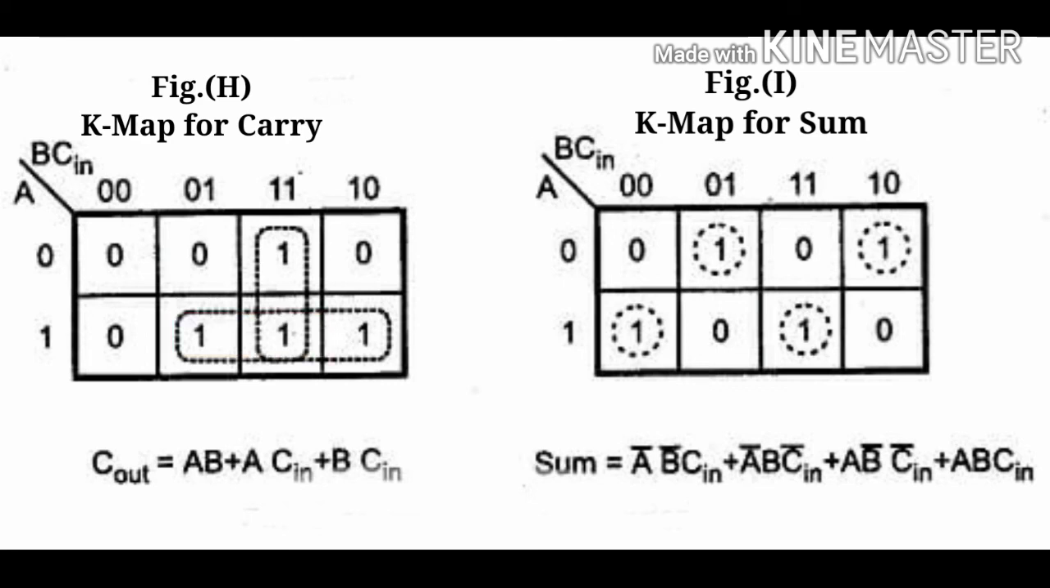In figure I, this K-map is for sum, and as per the entries in the truth table, here we have four 1s, so we cannot form any pair or quad. For this reason the equation for sum is A XOR B XOR C in. After solving this equation we'll get A XOR B XOR C in.